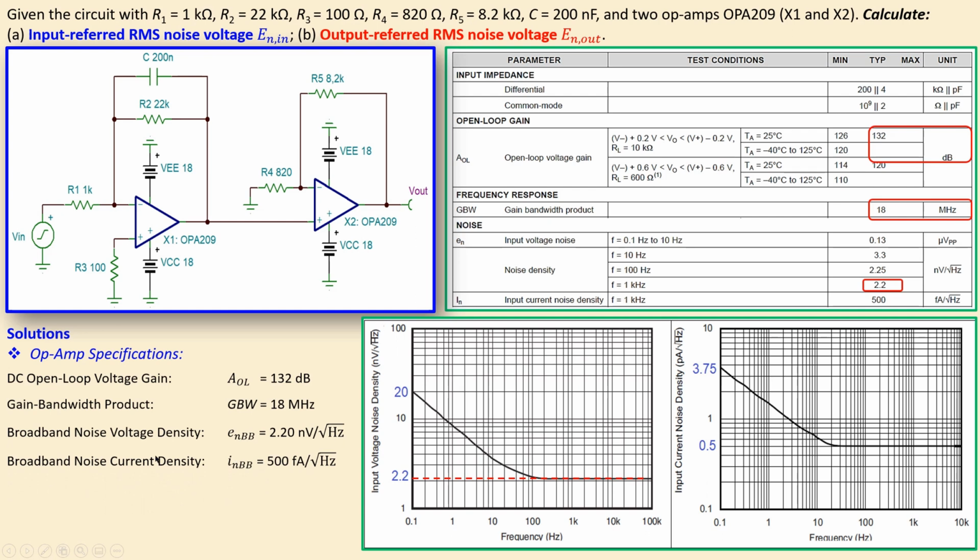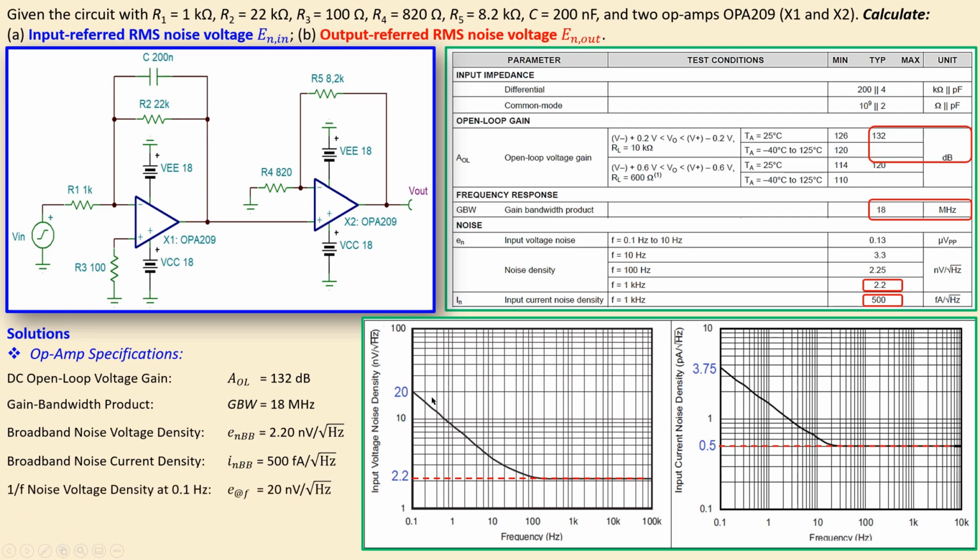You have also the similar one for the input noise current spectral density in the broadband region, given by this symbol. It has a value of 500 femtoamps per root hertz. That is shown here, these are the units. You can see the test condition again, but you can also see that from the graph of the input noise current spectral density. This part is 0.5 picoamps per root hertz. It stays constant independent of frequency, and 0.5 picoamps is of course equal to 500 femtoamps.